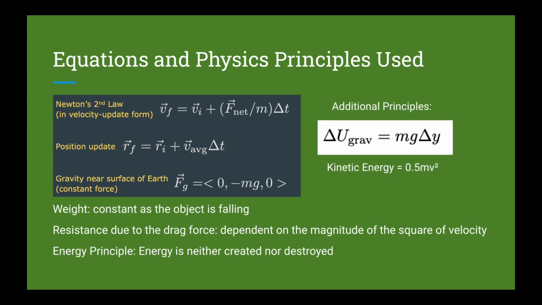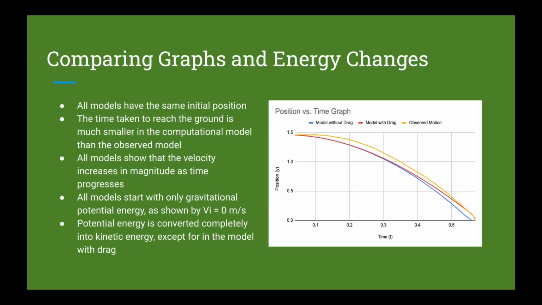Weight is constant as the object is falling, while resistance due to the drag force is dependent on the magnitude of the square of the velocity. According to the energy principle, we know that energy is neither created nor destroyed. Comparing our graphs and energy changes, we see that all models have the same initial position, and the time taken to reach the ground is much smaller in the computational model compared to the observed model.